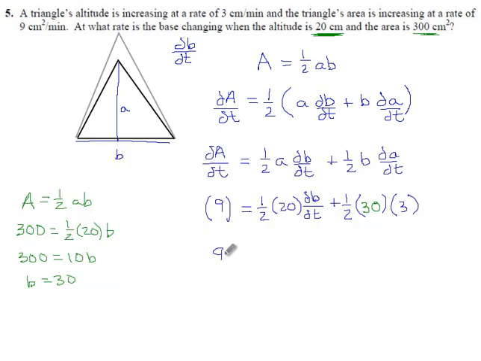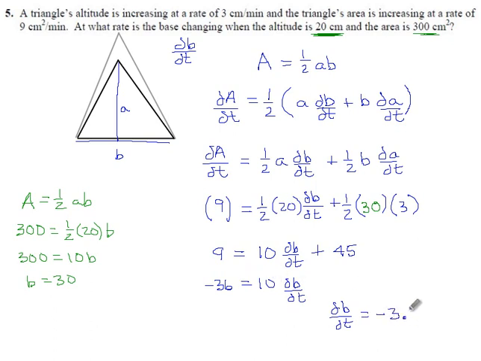We get 9 equals half of 20 is 10 dB/dt, plus half of 30 is 15, 15 times 3 is 45. Subtract 45 from each side, and we get -36 equals 10 dB/dt. And then you divide by 10, and you get dB/dt is -3.6. Now this is base units over time units, so it ought to be centimeters per minute.